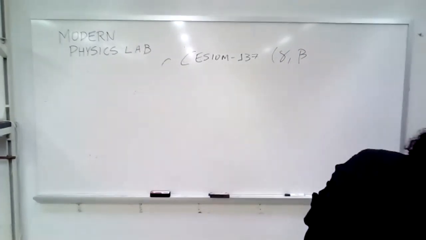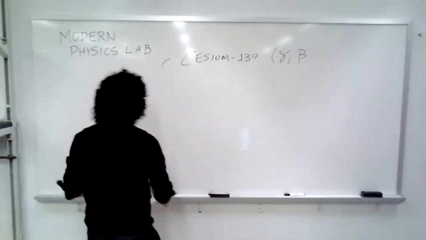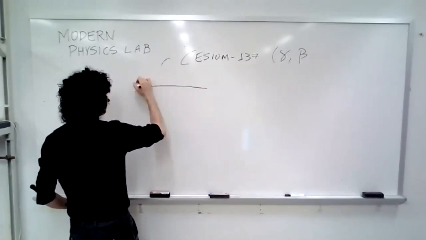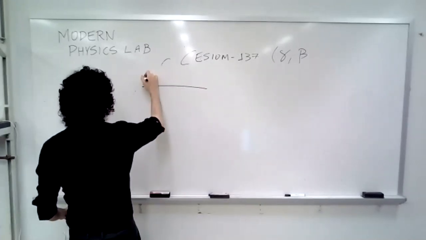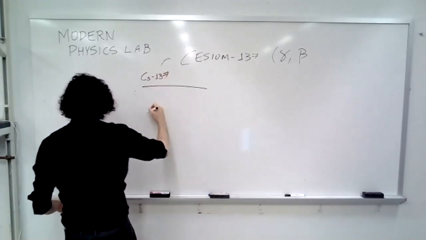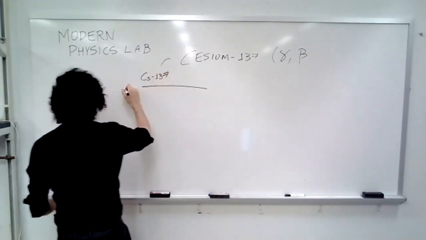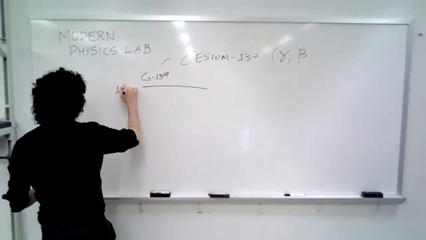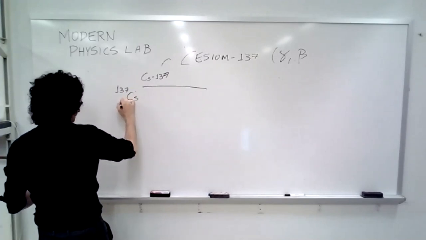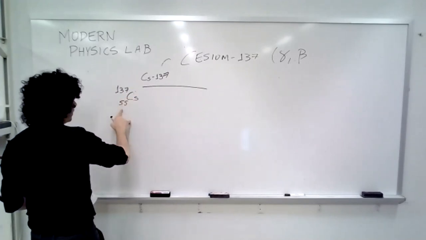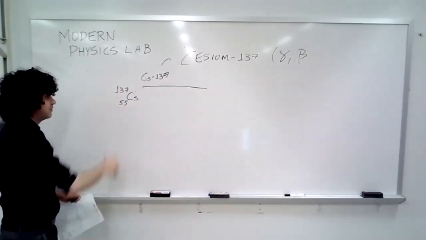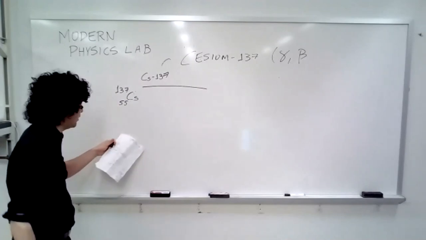So the process I wrote down here: you have the energy level of cesium 127. So this is cesium 127, and it has 55 protons, and this is the atomic mass, so you can subtract the atomic mass minus the protons to get the number of neutrons.